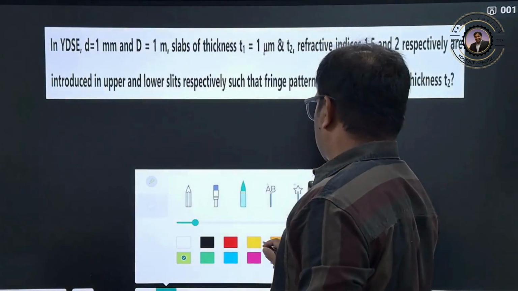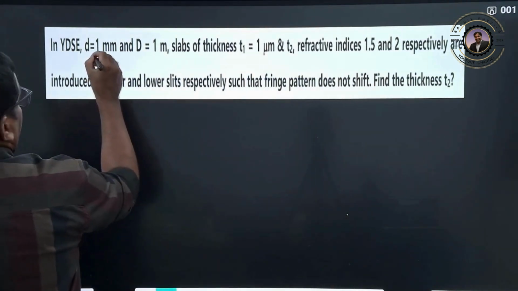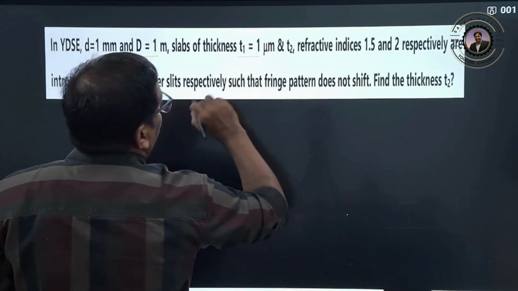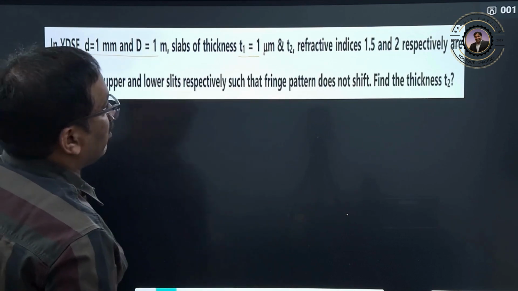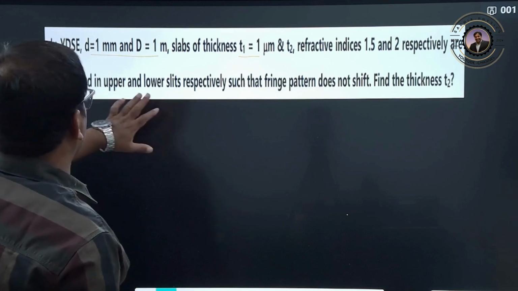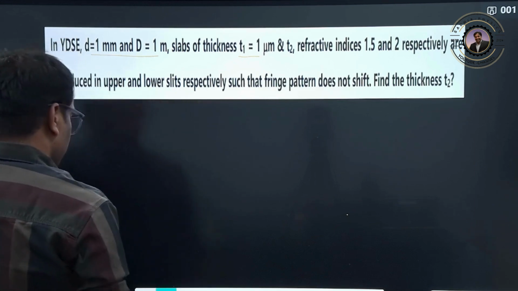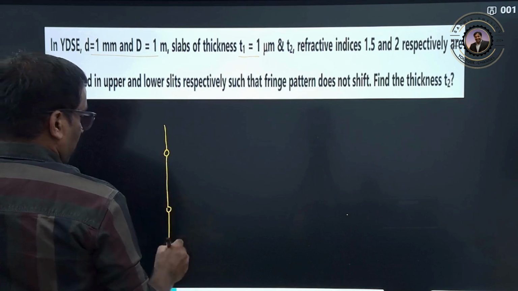So what is given in this question? In YDSE, d is 1 millimeter and D is given. Slabs of thickness t1 is 1 micrometer, refractive index 1.5, and t2 with refractive index 2 are introduced in the upper and lower slits respectively, such that the fringe pattern does not shift. You know that, therefore, listen carefully.